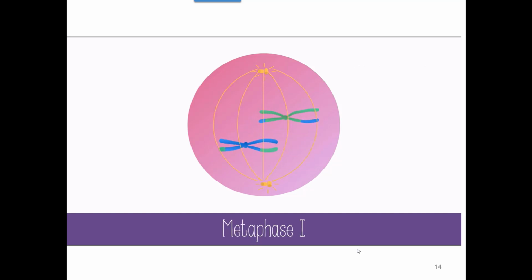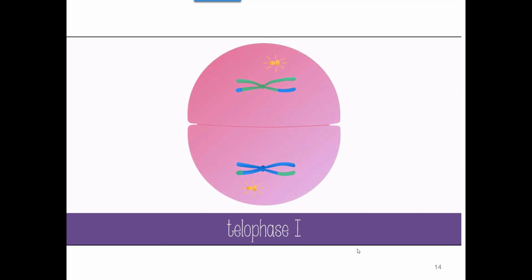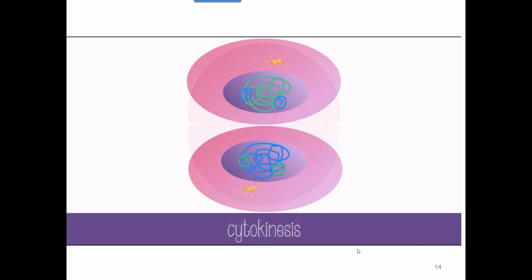and they'll move and line up in the center during metaphase. Now, which side they face is random and is also known as independent assortment. They will not be pulled apart at the centromere like in mitosis, but instead, homologous chromosomes will separate. At telophase 1, the nuclei reform, and the chromosomes wind into chromatin. And during cytokinesis, the rest of the cytoplasm divides.